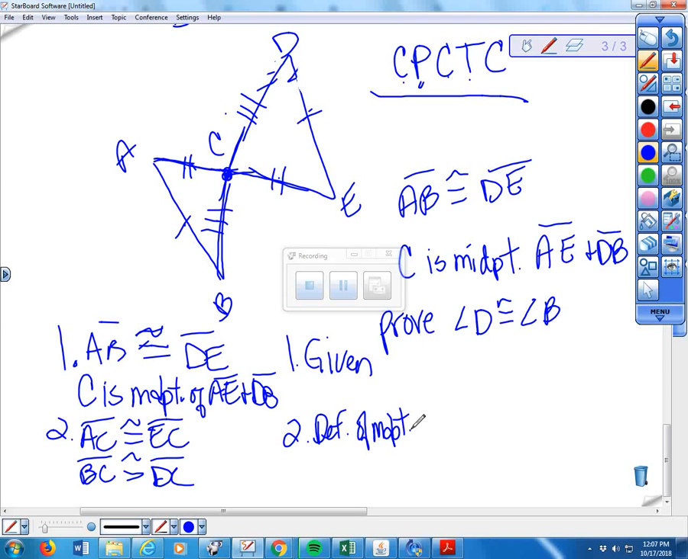I'm going to move over because I think I'm at the bottom. So 3. I've now proven AB is congruent to DE because it was given. AC is congruent to EC. BC is congruent to DC. So now I can say triangle, and now we have to be careful. Let's just write ABC, because that order doesn't matter. To what? DCE.